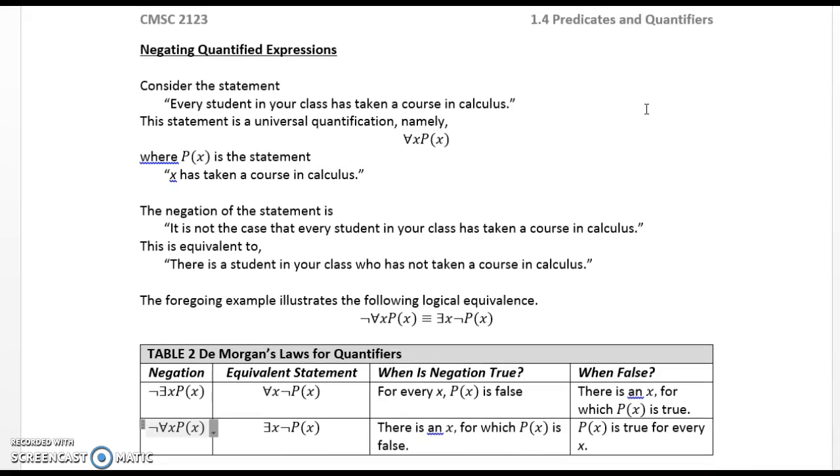Nesting quantified expressions. Consider the statement, every student in your class has taken a course in calculus. The statement is the universal quantification for all x, P of x, where P of x is the statement x has taken a course in calculus. The negation of the statement is, it is not the case that every student in your class has taken a course in calculus. This is equivalent to, there is a student in your class who has not taken a course in calculus. The foregoing example illustrates the following logical equivalence. The complement of for all x, P of x is equivalent to there exists x, the complement of P of x.